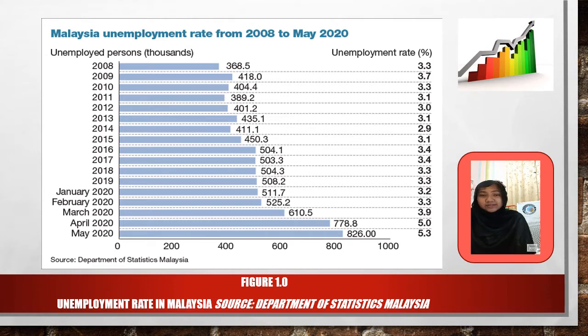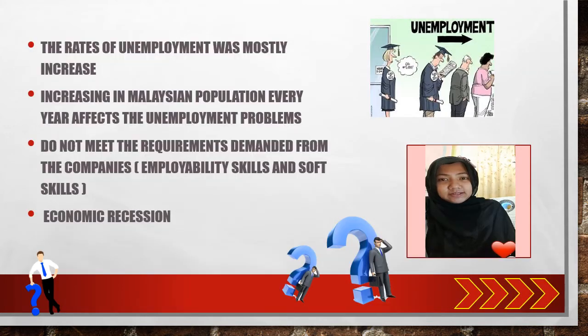As you can see on my side, in figure 1, the rates of unemployment mostly increased from 2008 until May 2020. The increase in Malaysia's population every year affects the unemployment problem, especially towards graduates. They also do not meet the recruitment demand from the companies, especially the employability skills and soft skills.